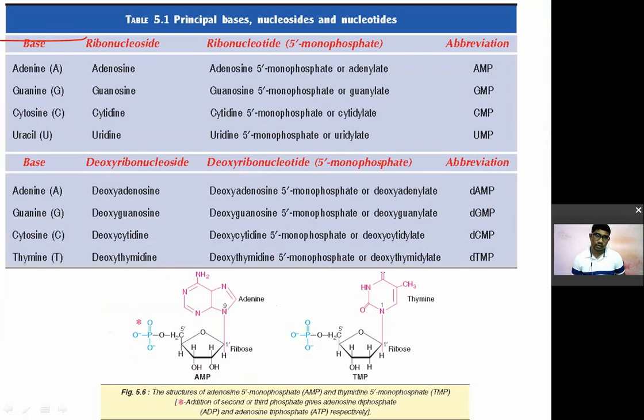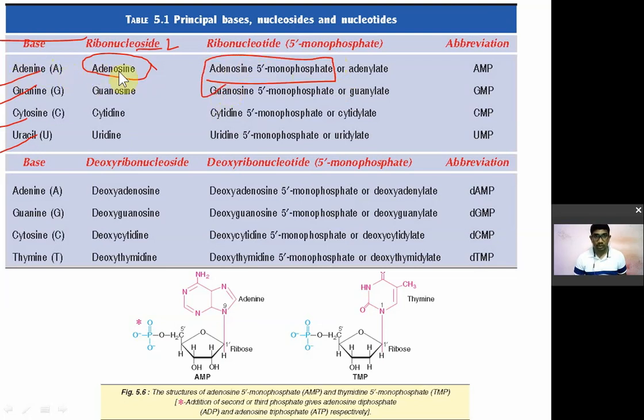First, look, there are different bases like adenine, guanine, cytosine and uracil. So what will be in a nucleoside? I already said nucleoside, so how many components? Two. So adenine base is there, and if sugar is attached to adenine by a glycosidic bond, it is known as adenosine. If phosphate is also attached to it, we will call it adenosine 5 dash monophosphate. That is a nucleotide.